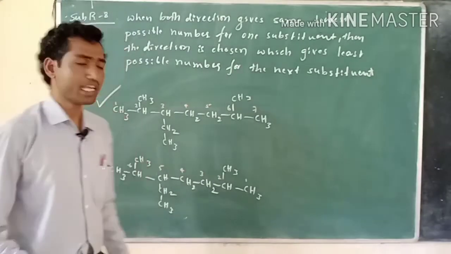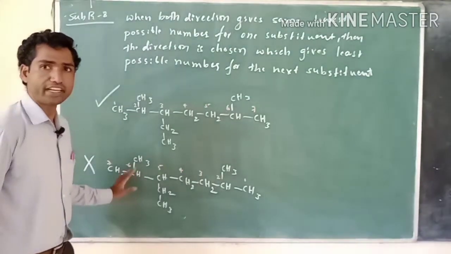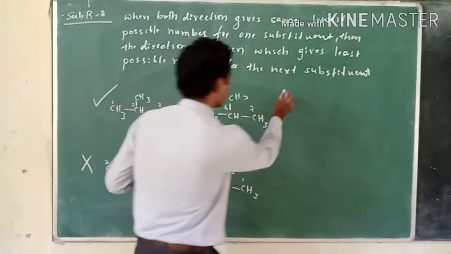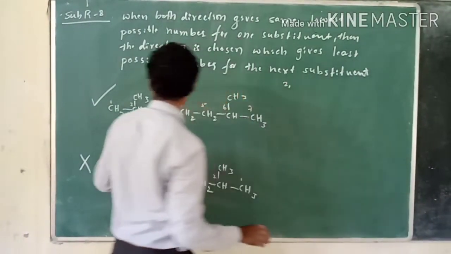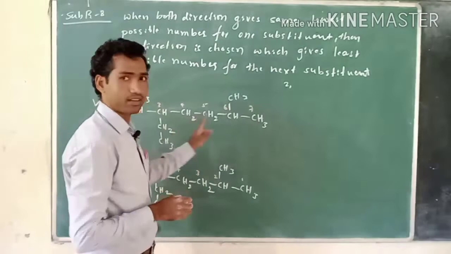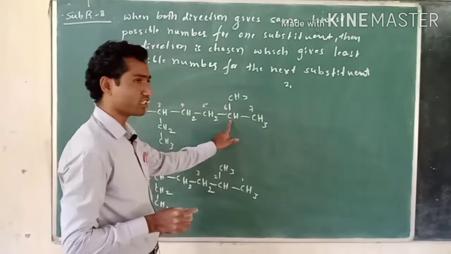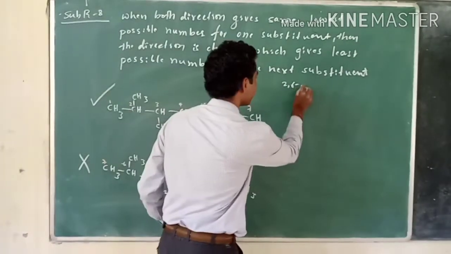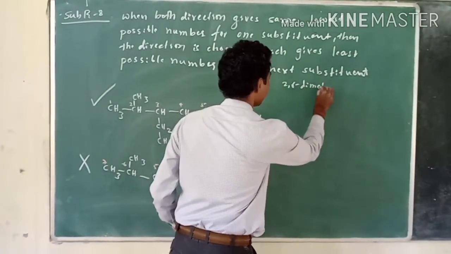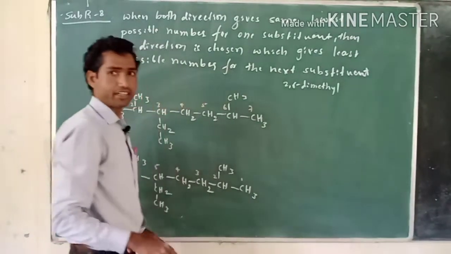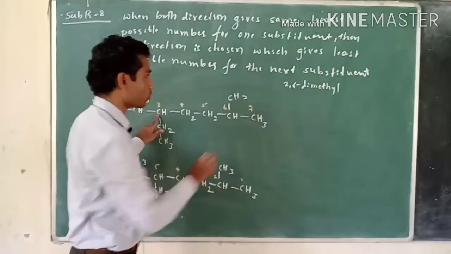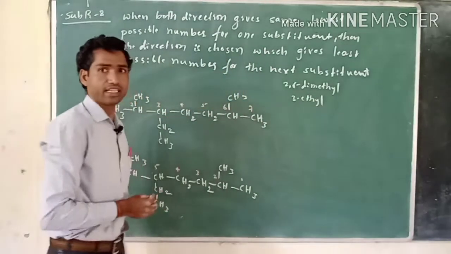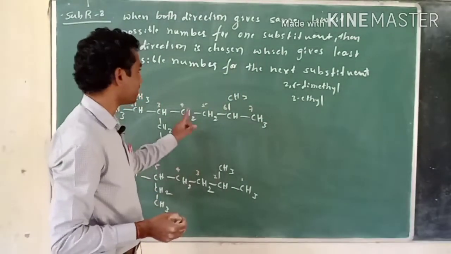Then how to write the name of this molecule now? There are two substituents at the second position. One methyl group is there, right? At the sixth position, one more methyl group is there. Therefore, I have to write dimethyl. Right. So then at the third position, ethyl group is there. Therefore, what do I have to write?